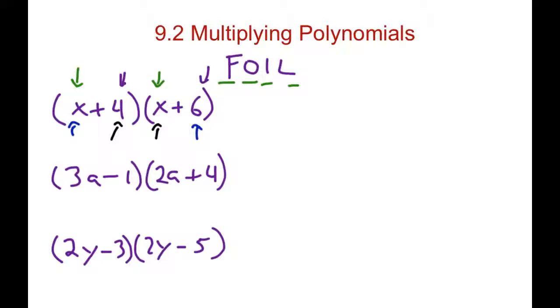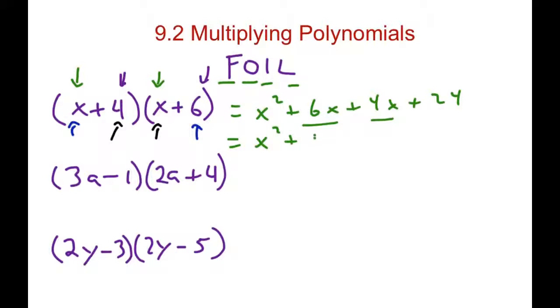Alright, so first, x times x, x squared, plus outside, x times 6, 6x, plus inside, 4 times x, 4x, plus last, 4 times 6, 24. Then I get these like terms in the middle, so let me combine my like terms. X squared plus 6x plus 4x is 10x, plus 24, and that's it. That's FOIL.